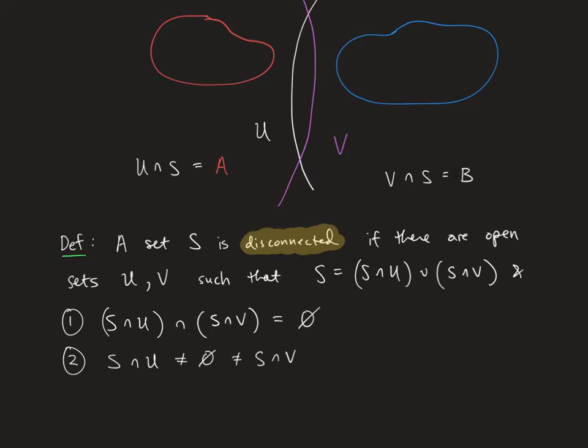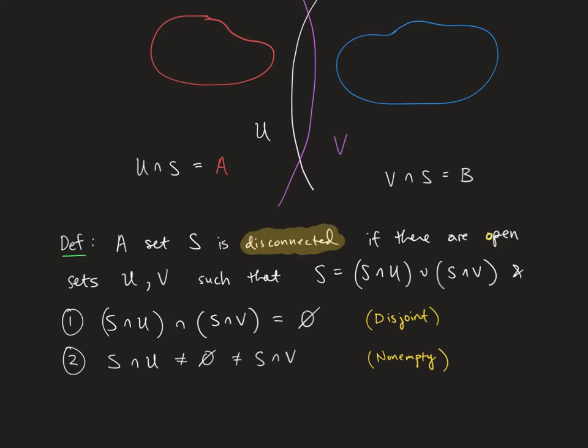So we have this disjointness. Let me pick a color here. So this is the disjoint property. Maybe I'll use capital letters. So DISJOINT, and here we have NON-EMPTY. And then up here we have OPEN.